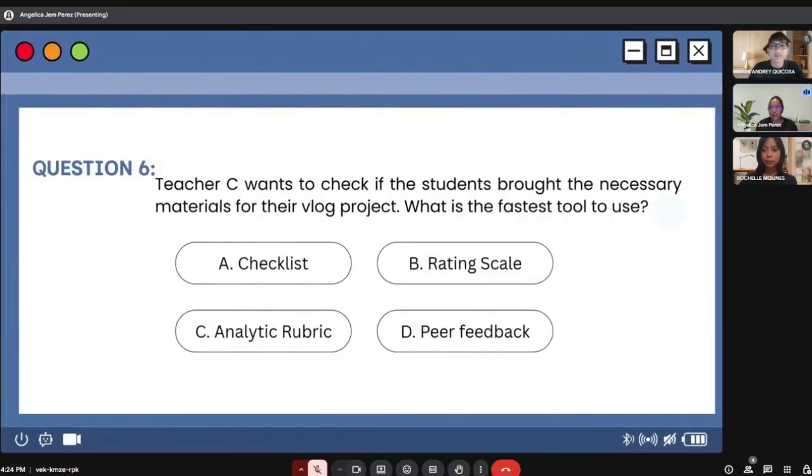And for question number 6, Teacher C wants to check if the students brought the necessary materials for their blog project. What is the fastest tool to use? A. Checklist, B. Rating scale, C. Analytic rubric, and D. Peer feedback.